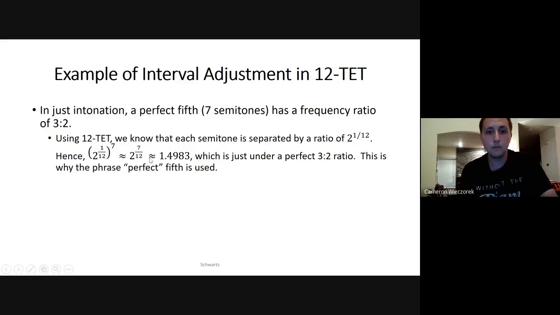And that comes out to be 2 to the 7/12, which is about 1.498, just under 1.5, just under a 3 to 2 ratio. And so this is why we call it a perfect fifth, it's just under a perfect whole number ratio of 3 to 2. It's pretty close.